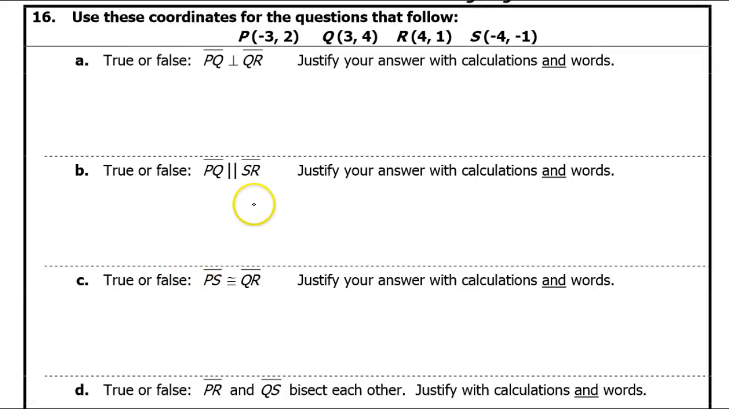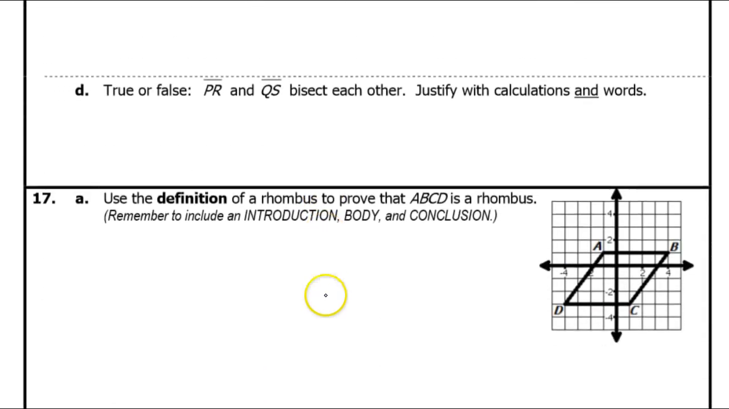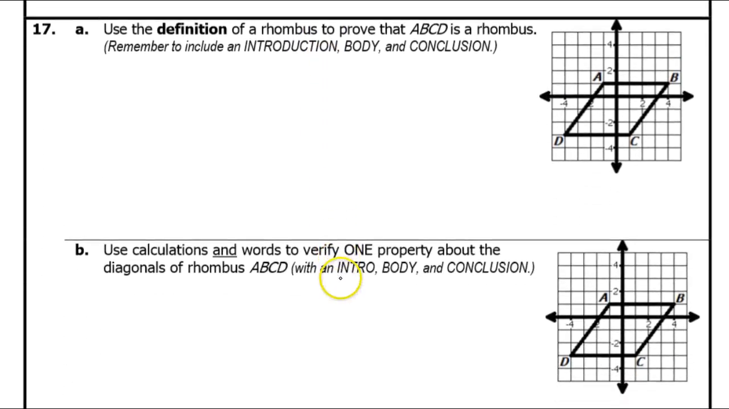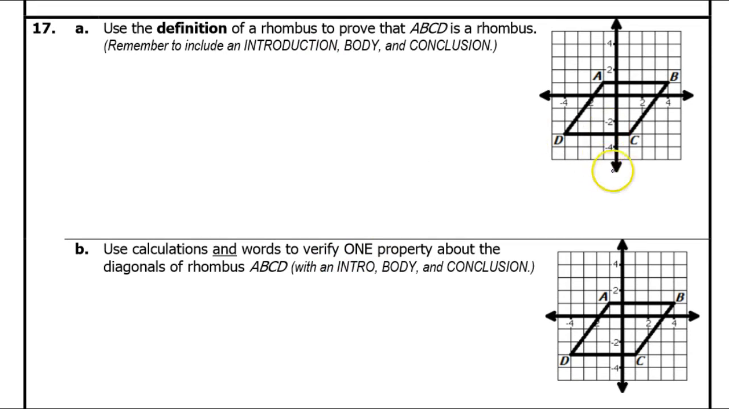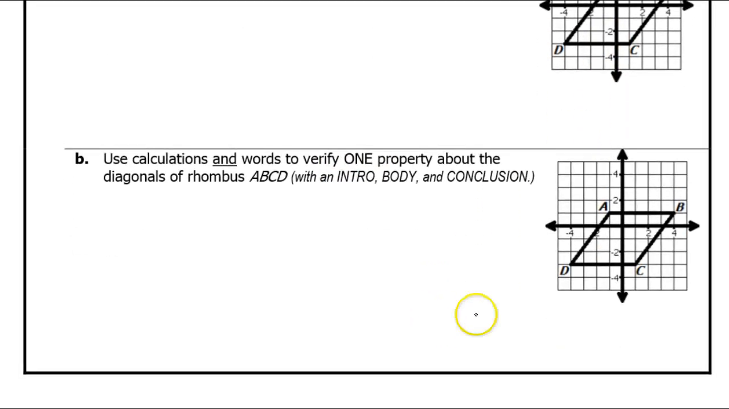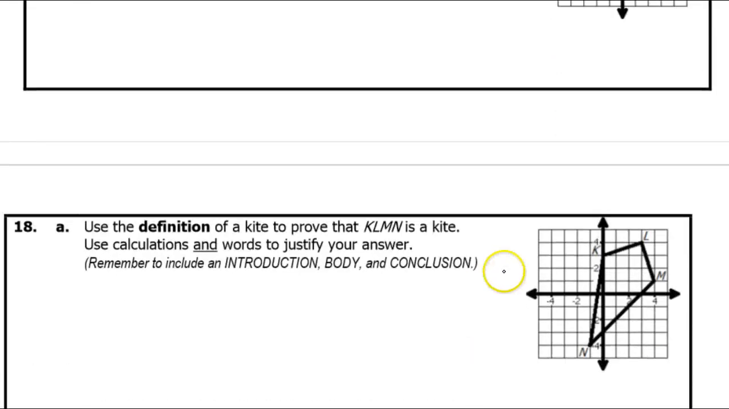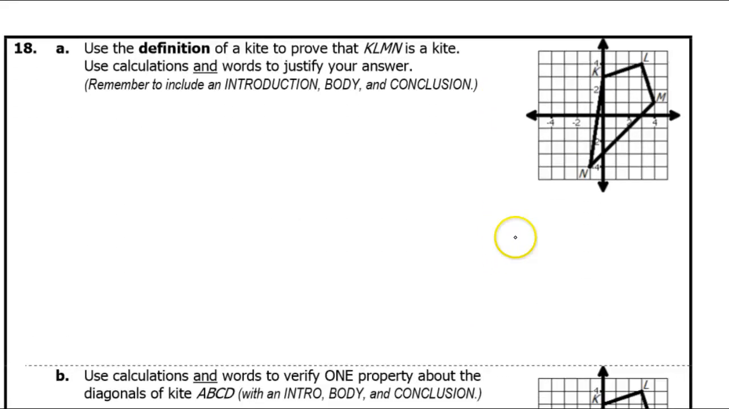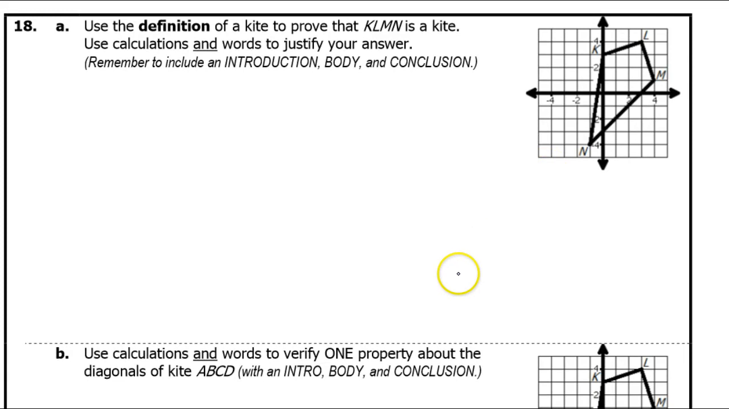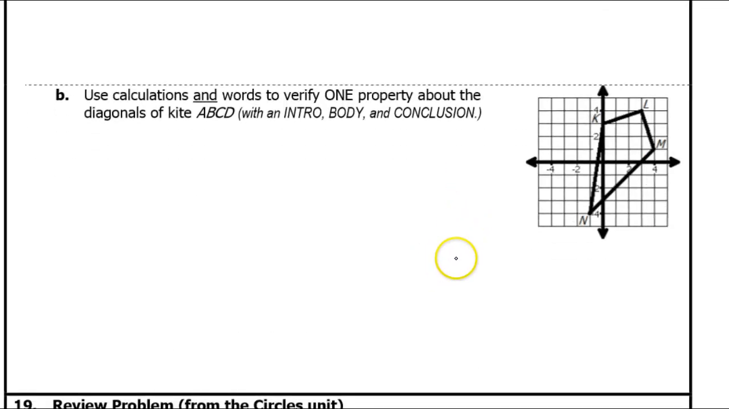In this video, I will show you how to use slope and length to determine whether or not two segments are perpendicular, parallel, congruent, or whether or not they bisect each other. And then we will use that same technology to prove that this quadrilateral is a rhombus, and we will also verify a property about a rhombus. And we will then prove that this quadrilateral is a kite, and we will verify one of the properties of a kite.